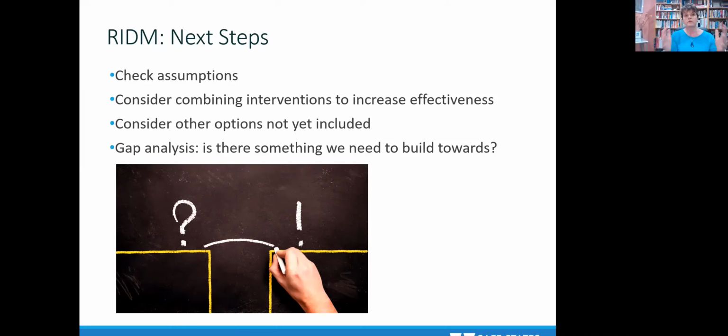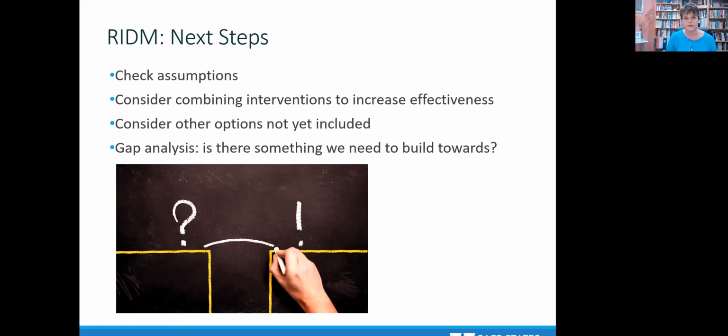We might, when we've looked at the RIDM, decide, you know, there's nothing here that's looking great. And maybe we want to be considering some other options or other levels of resource, other option intensity here. And then we could do a gap analysis. Is there something here that looks really good, but there are a couple of significant challenges? And what could we do to address those challenges so that moving forward, we might have a chance at implementing the more effective intervention?